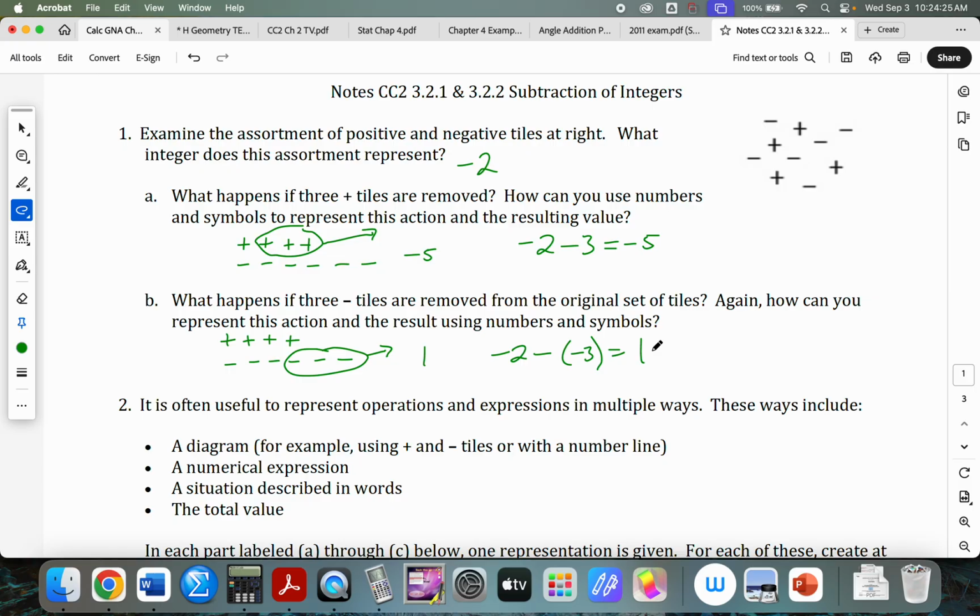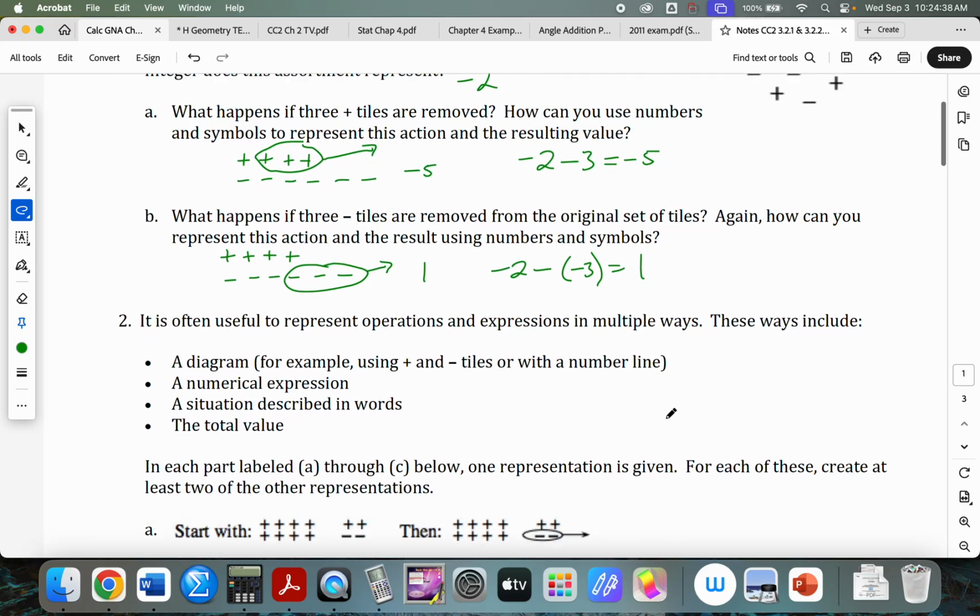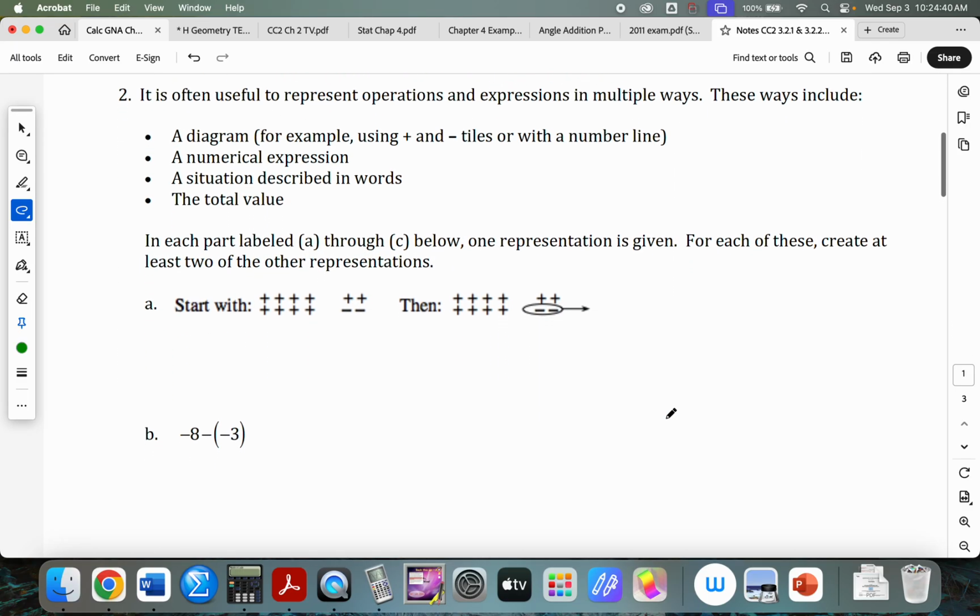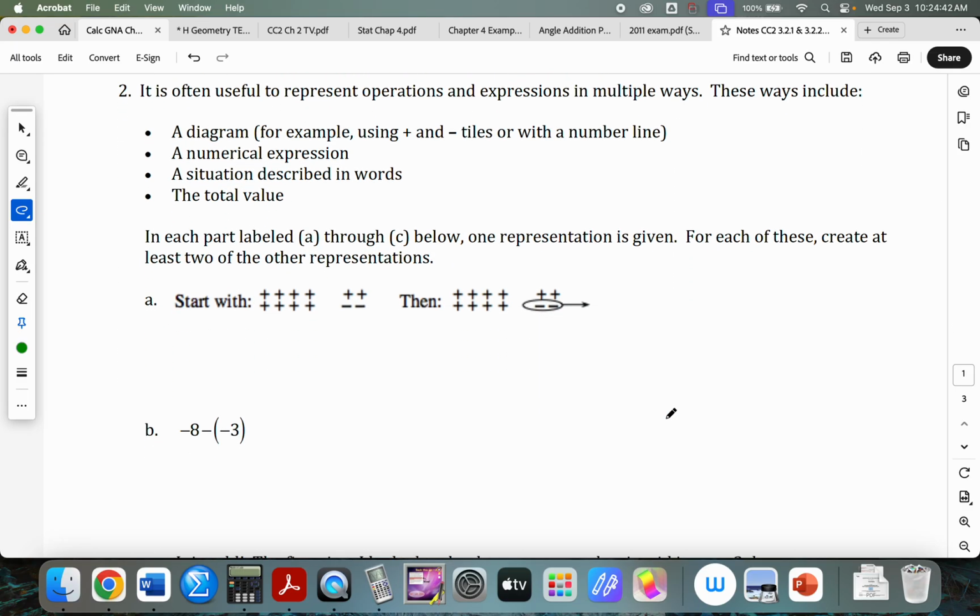So do you see how removing negatives makes your answer larger than it was? Right? Removing negatives makes your answer bigger. Removing positives makes your answer smaller. So let's go on to number 2.